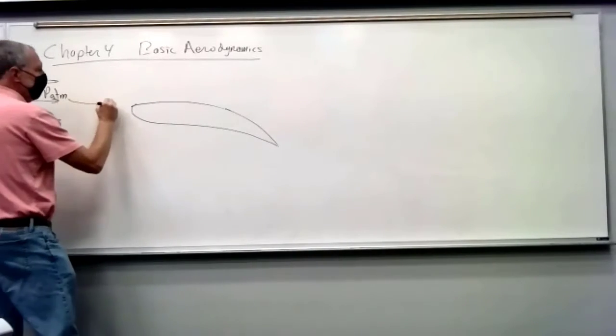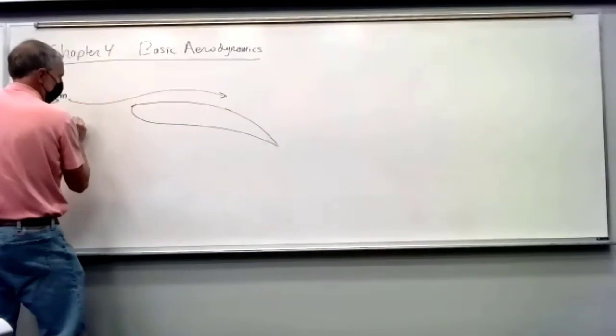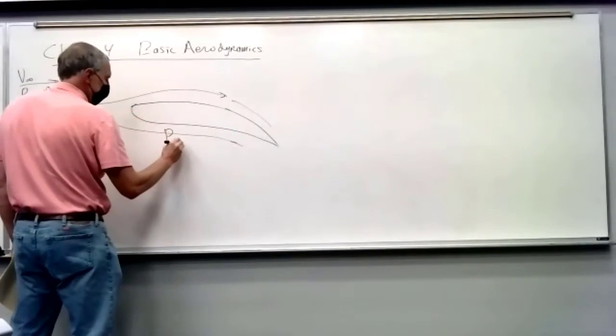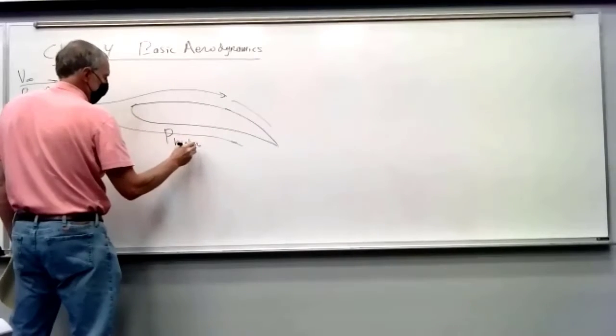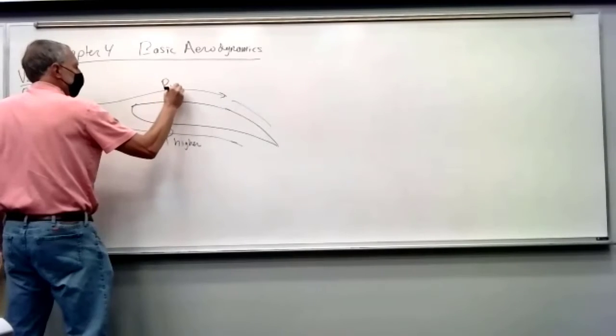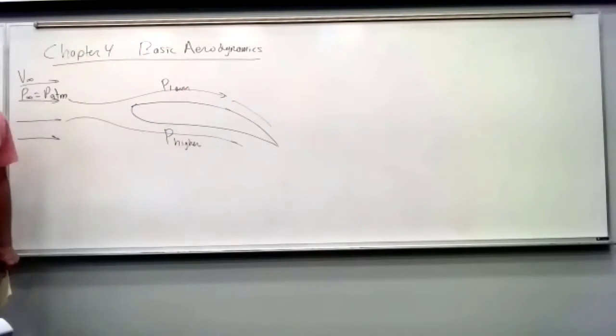And then as the flow goes around, the shape of the airfoil causes a higher pressure. So the pressure goes up from atmospheric here, and a lower pressure on the top surface compared to atmosphere. And it's that pressure difference that gives us lift. Of course, we have to design the shape right, and we have to angle the wing so that we get that pressure difference.